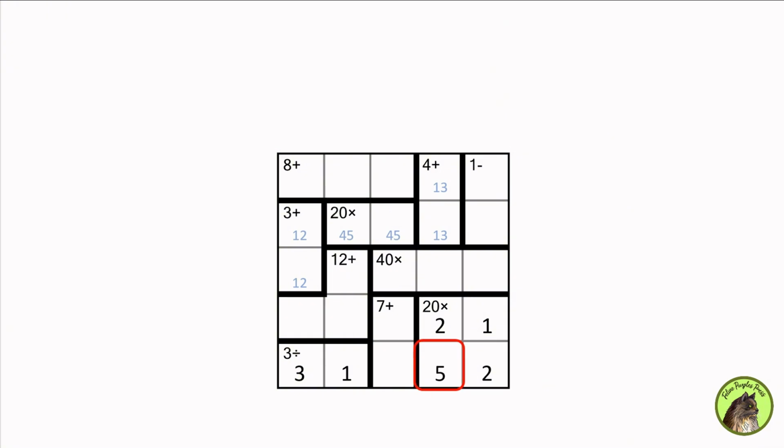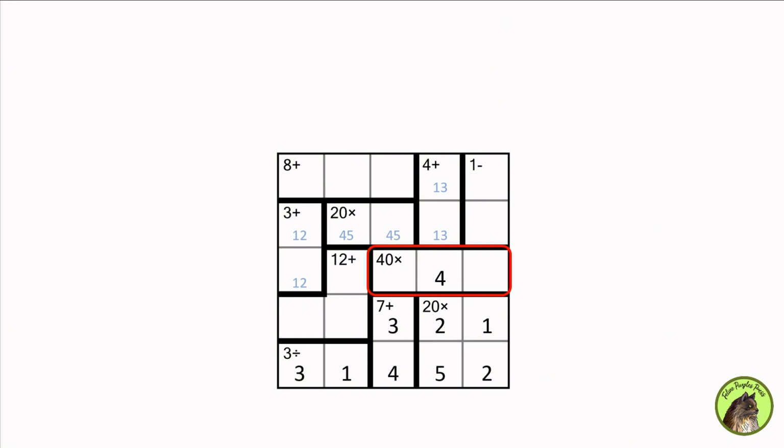Since the last row is only missing one value now, it must be a 4. Now we can resolve this block here: to total 7 with addition it must contain a 3. Considering this column already has a 1, 2, 3 and 5, this cell here must be a 4. Now let's look at this block.